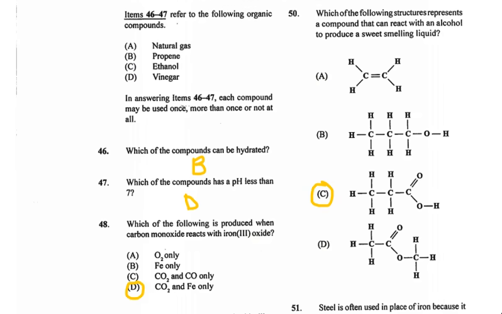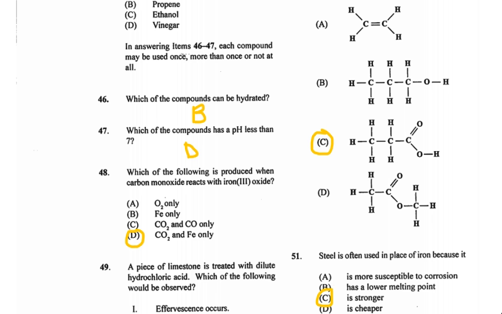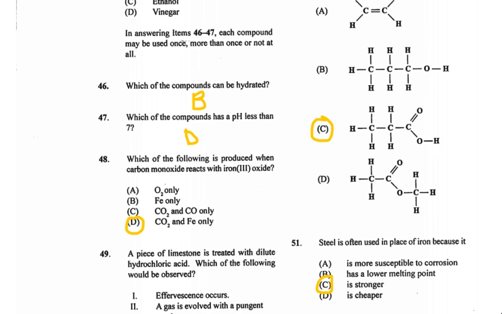Number 46, this one says which of the compounds can be hydrated. So it's B, guys, propene. All right, number 47, which of the compounds has pH less than 7, and the answer is D, vinegar. All right, number 48, which of the following is produced when carbon monoxide reacts with iron oxide, and it's CO2, which is carbon dioxide, and iron, Fe.